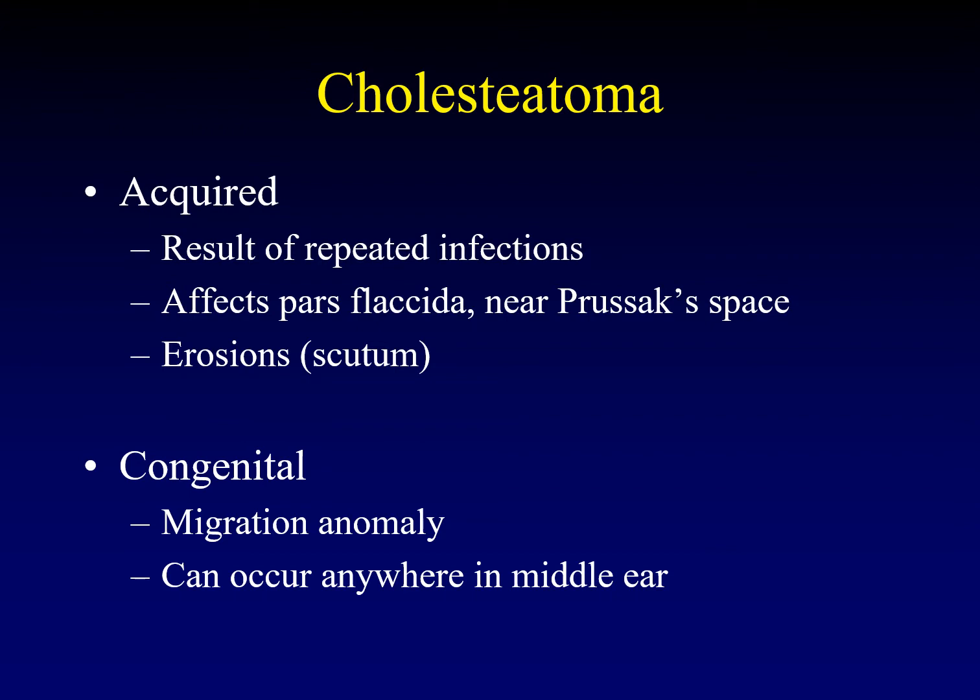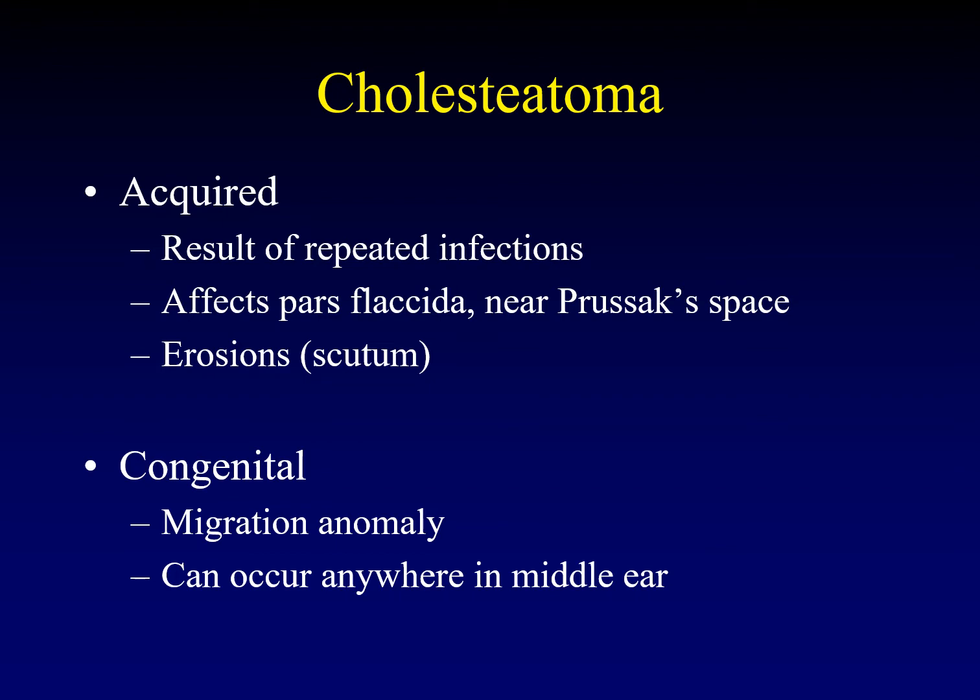It's just a ball of keratinaceous debris, but it can still have a very aggressive effect on surrounding bone and cause bone erosion without any cells inside of it. There are two types of cholesteatoma, acquired and congenital. The acquired cholesteatoma is the result of repeated infections of the middle ear.